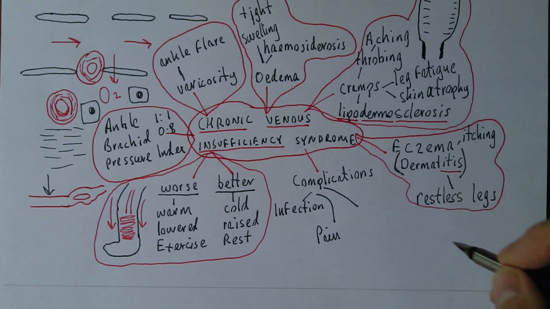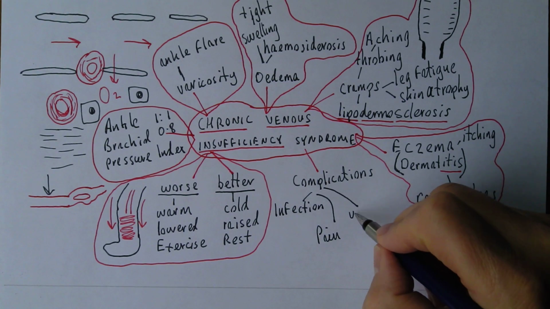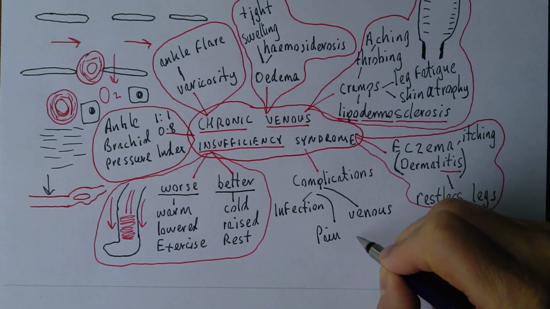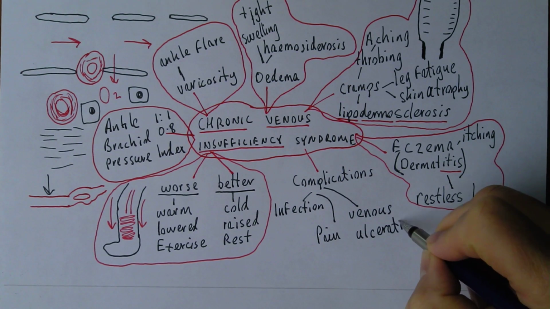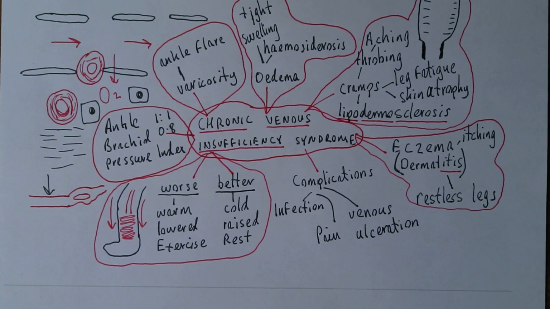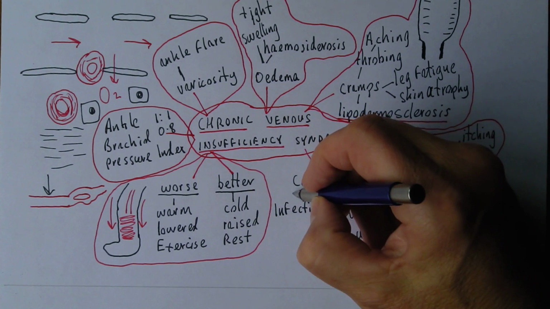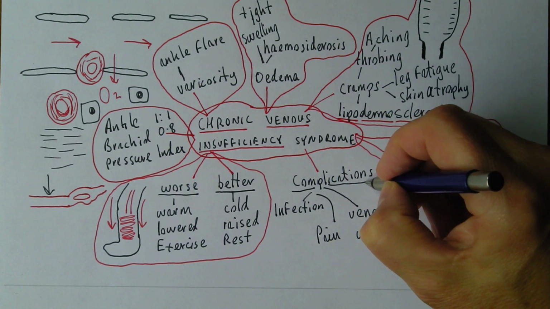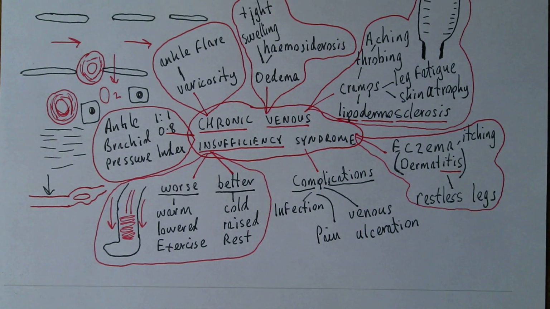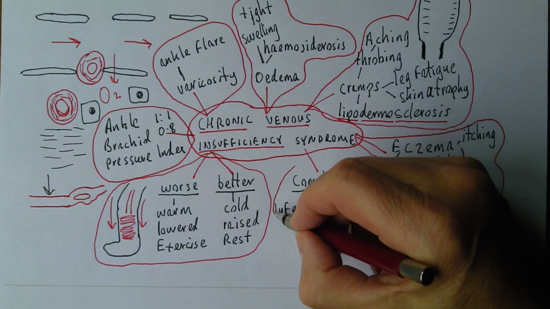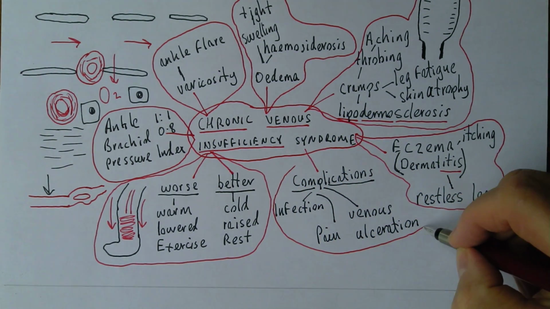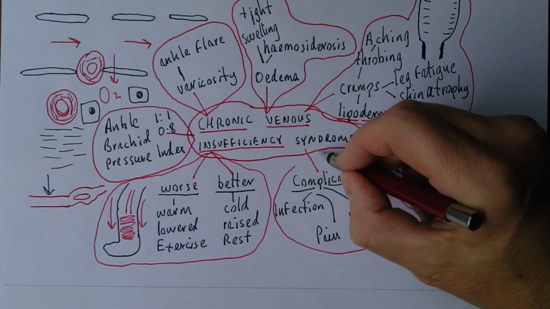And the other one that we see very commonly and spend a lot of time treating, venous ulceration. So these are all potential complications. And of course, once the ulcers form, they can be difficult to treat and get rid of. So that's another group of clinical features there, the complications.